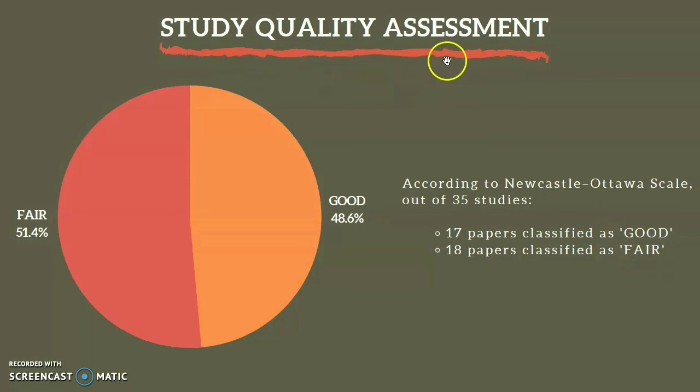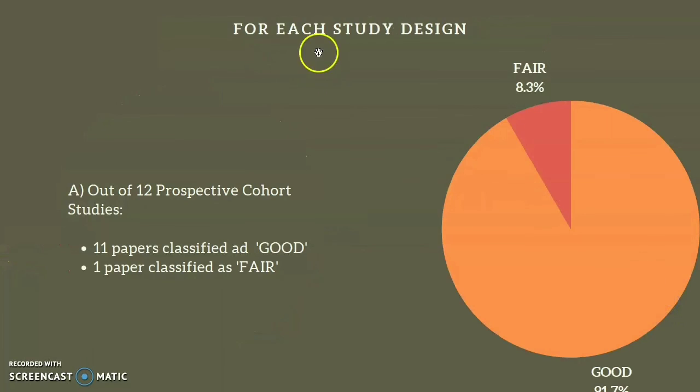For study quality assessment, according to Newcastle Ottawa scale, out of 35 studies, 17 papers are classified as good, that account for 48.6%, and 18 papers classified as fair, that account for 51.4%. So for each study design, out of 12 prospective cohort, 11 papers are classified as good, that account for 91.7%, and 1 paper classified as fair, that account for 8.3%.